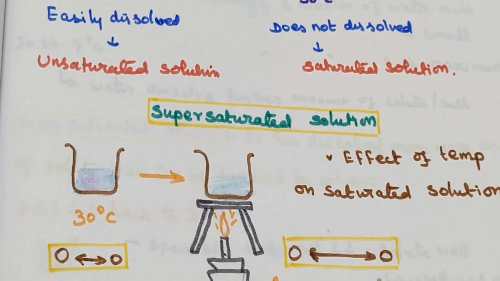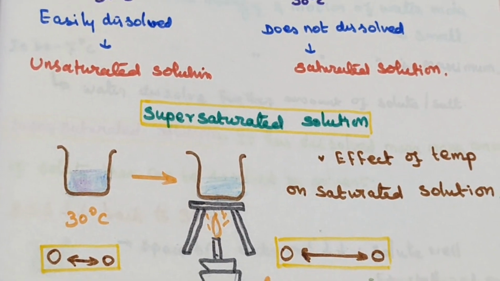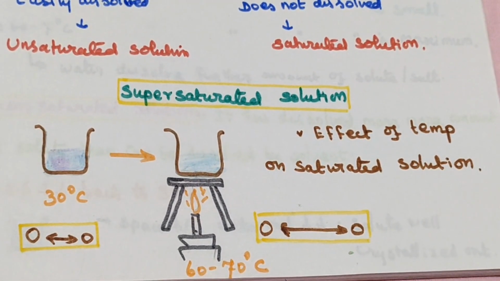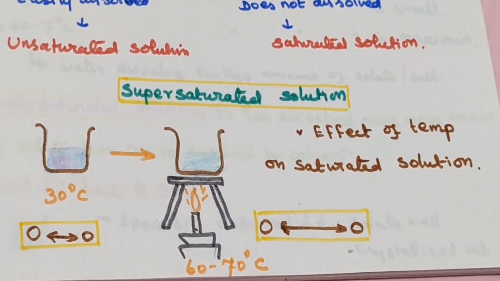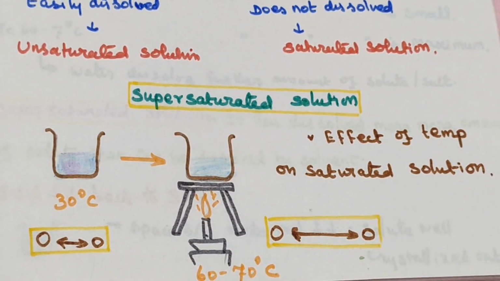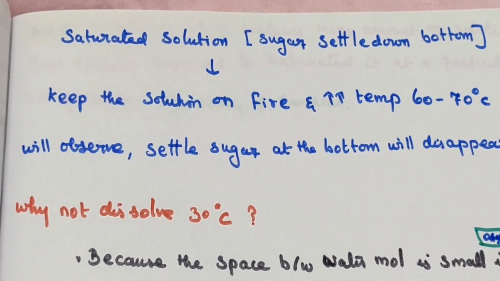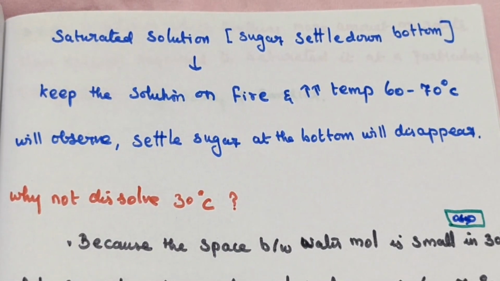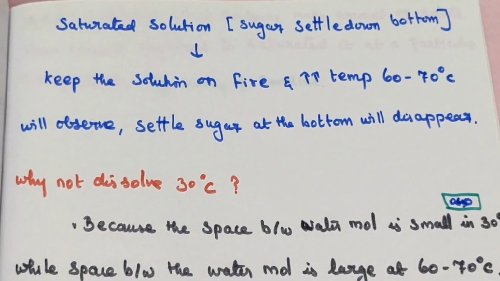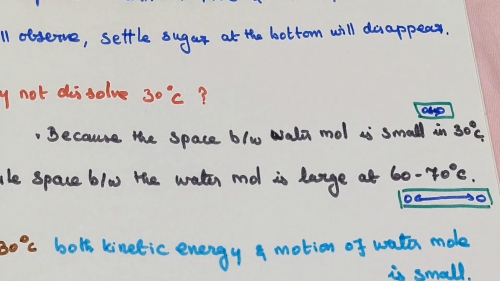Now consider that we keep this saturated solution on fire, increasing the temperature to 60 to 70 degrees Celsius. We will observe the settled sugar at the bottom will disappear. When we heat it, it disappears, well dissolved in that water. Why is this settled sugar not dissolved at 30 degrees Celsius, but dissolved in the same water at 60 to 70 degrees Celsius? It is because of the space between water molecules.